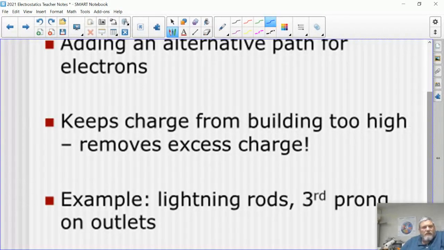Because the ground is the Earth, right? And the Earth is so big, it can take as many electrons as it wants without really changing what its charge is, right? So grounding is just giving the electrons that might build up on something a way to go, right?